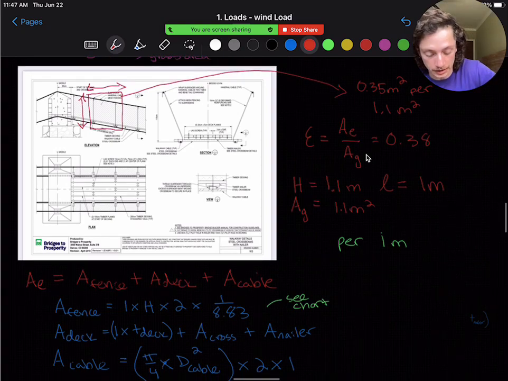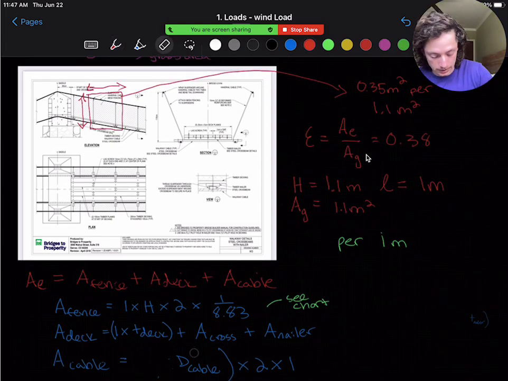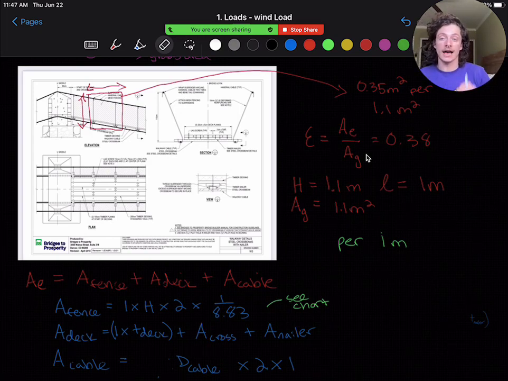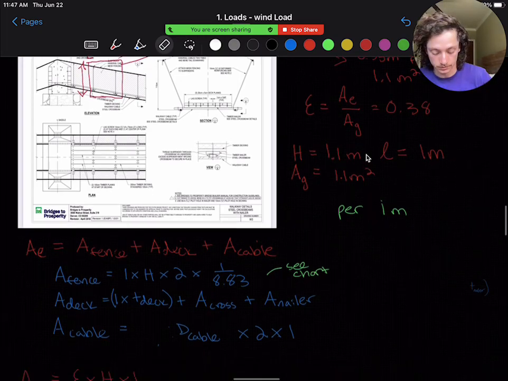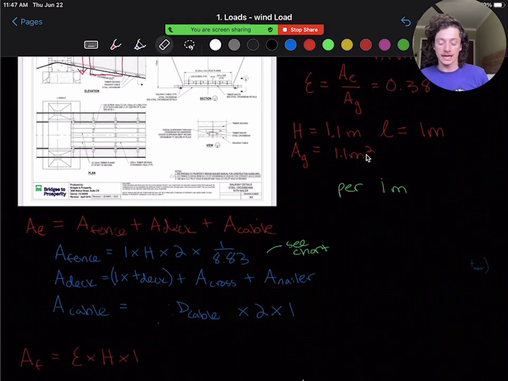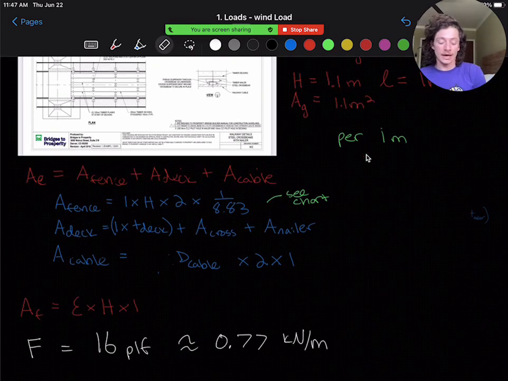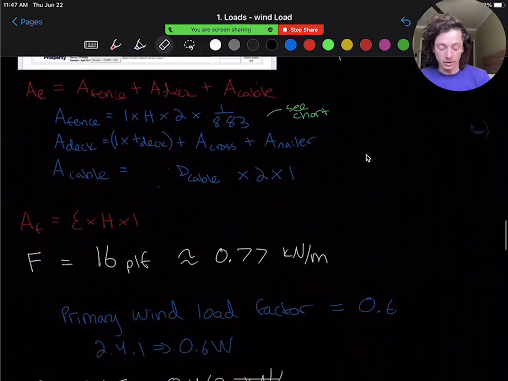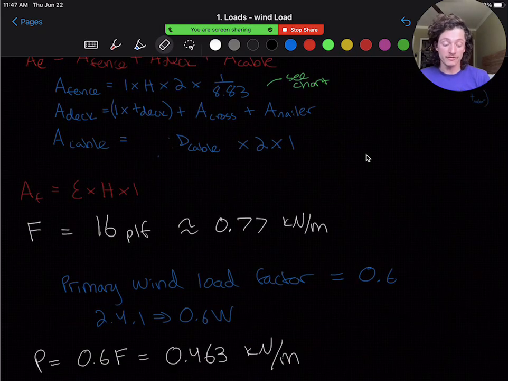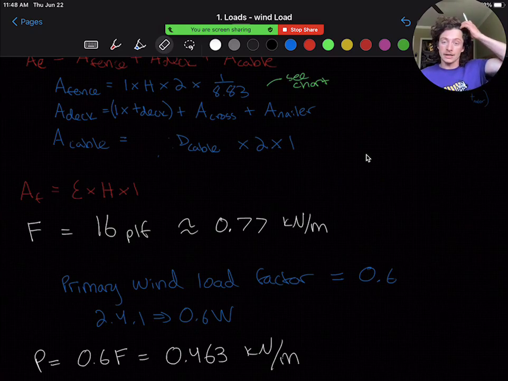And this will actually just be the diameter of the cable, because in looking in this section, we are just looking at the diameter of the cable. And then our AF we can take as our epsilon factor times our height times 1. And we can multiply that all together to get a force of 16 pounds per linear foot, or 0.77 kilonewtons per meter. And finally, we need to adjust that by the primary wind load factor from 2.4.1 of the code if we're using ASD, which we are here, at least for the Helvetas numbers, and we'll get a factor of 0.463 kilonewtons per meter.